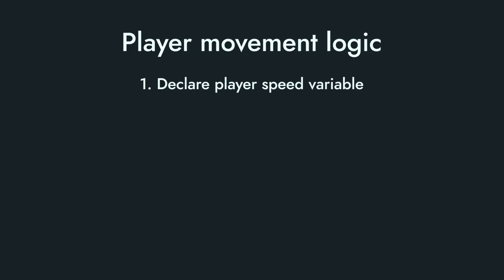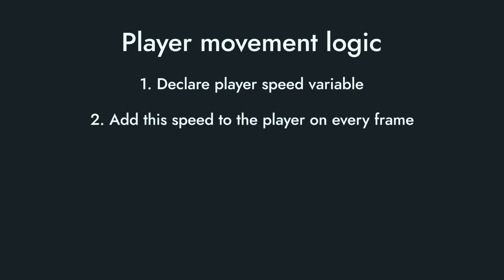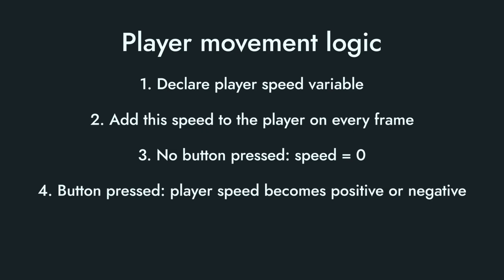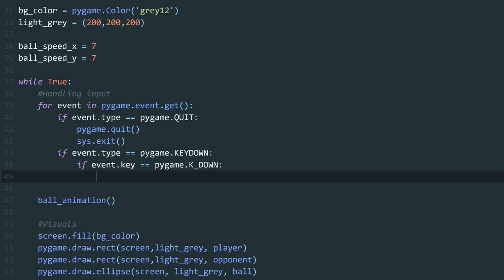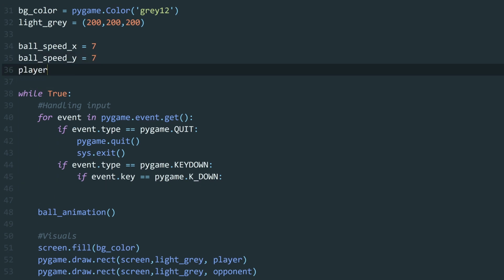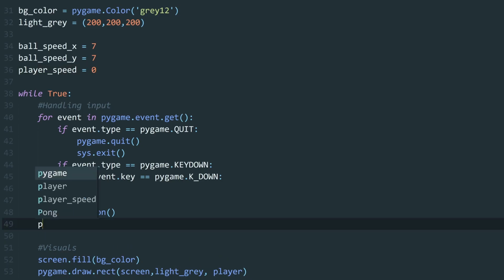You declare a variable player_speed and add this speed to the player rectangle on every single cycle of the loop, regardless of what button is pressed. That being said, if no button is pressed, this variable is 0, so the player effectively doesn't move. However, when the up or down key is pressed, this variable becomes positive or negative, and then the player will move. So let's put that into code. I first declare the variable player_speed and assign it the value 0. So back in the loop, I add player.y += player_speed.